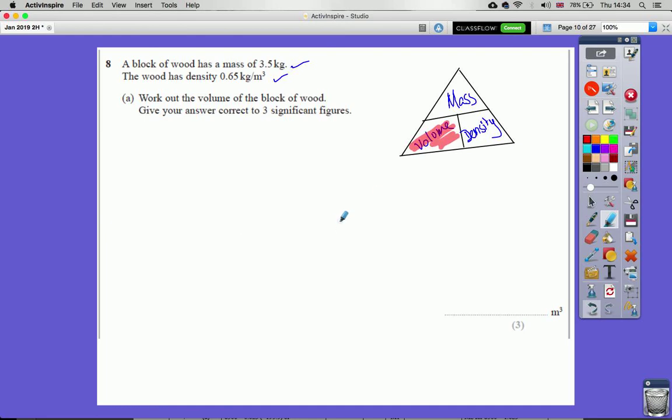If I'm looking for the volume, I need to divide mass by density. So I'm going to do 3.5 kilograms divided by 0.65 kilograms per meter cubed, which will give me 5.38.